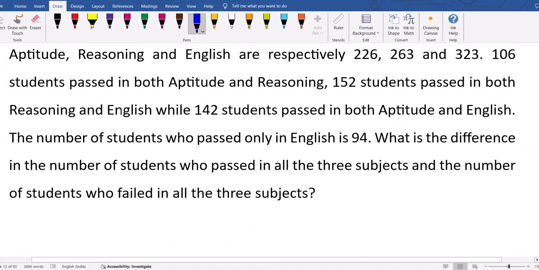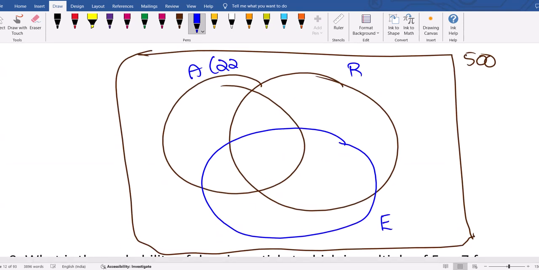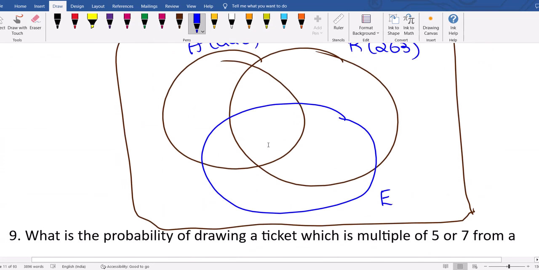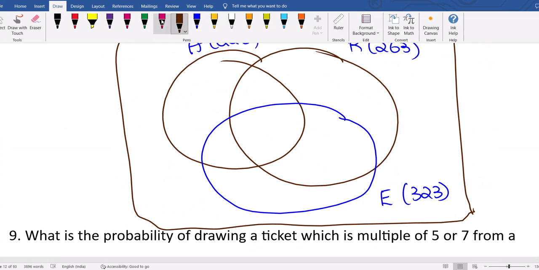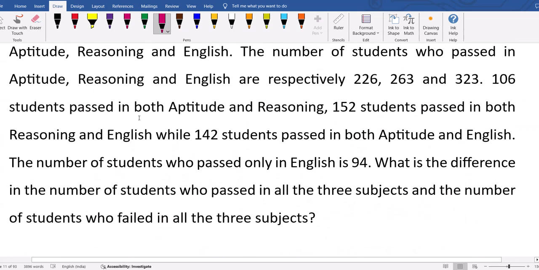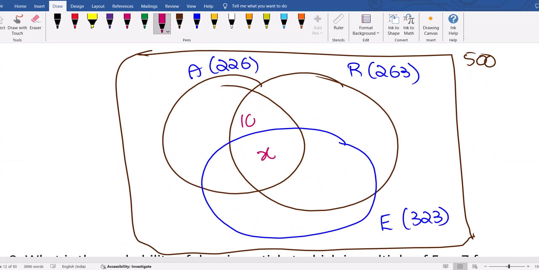So first, map the data. First thing, what they given: aptitude 226, reasoning 263, English is 323. Okay, fine. But very important, a lot of people will make one mistake. See, I don't know all three, how many, let it be called x. All three is not given in the question, let it be equal to x value. But be focused here. What they given in the question: 106 students are aptitude and reasoning. But don't write 106 here. This is 106 minus x.